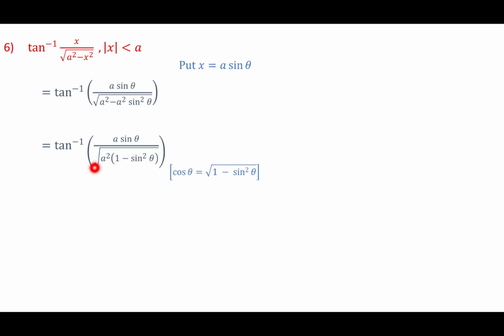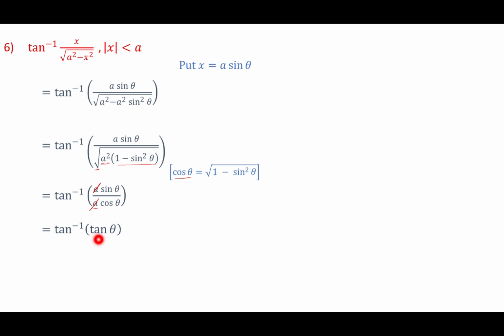And under the square root, a square, a will come out. It will be like this. Check: a square under the square root comes out as a, and square root of 1 minus sine square theta is nothing but cos theta, by using the first trigonometric identity. Here the numerator is a and the denominator is also a, so you can cross out. And sine theta over cosine theta is nothing but tan theta.